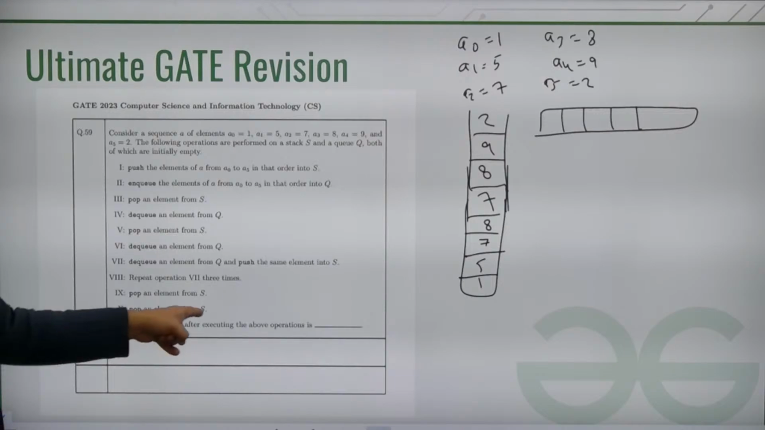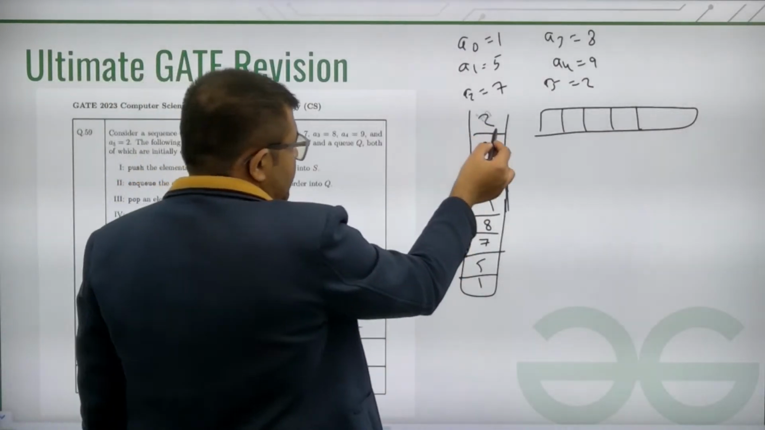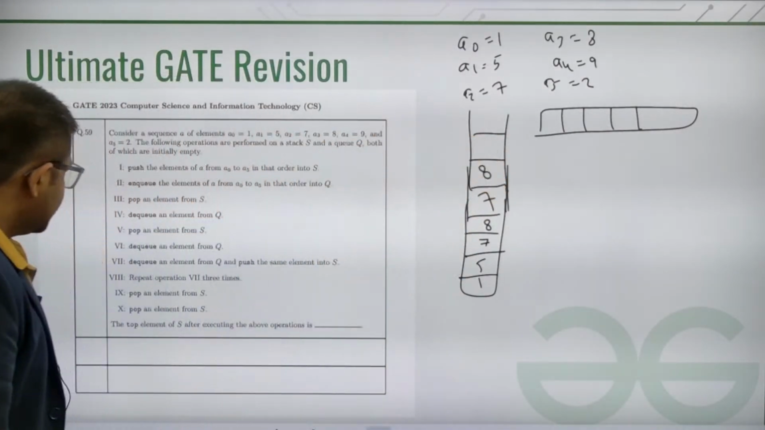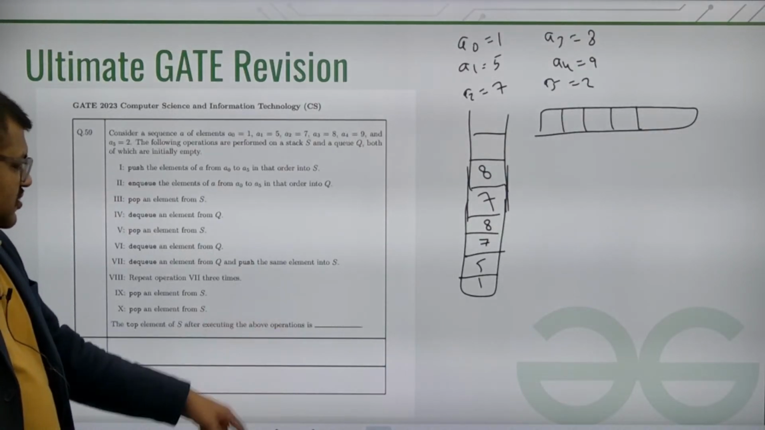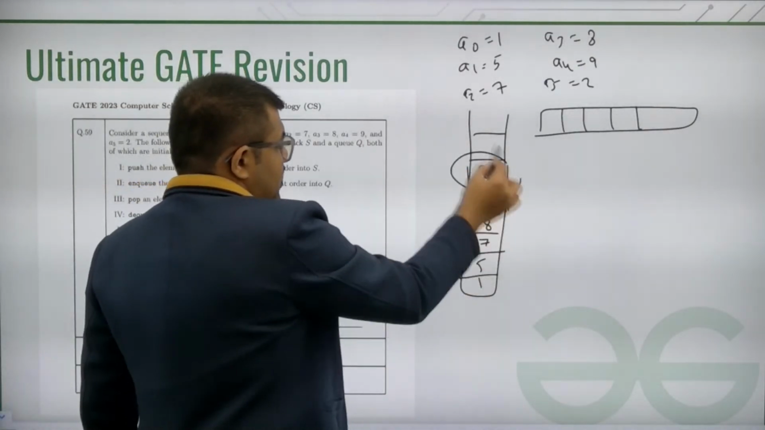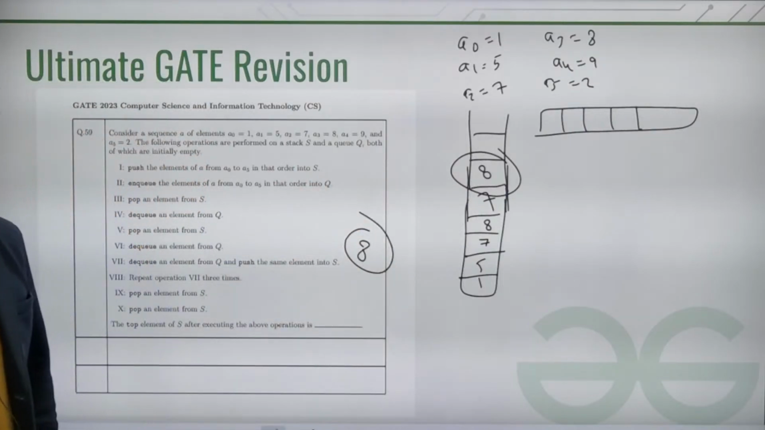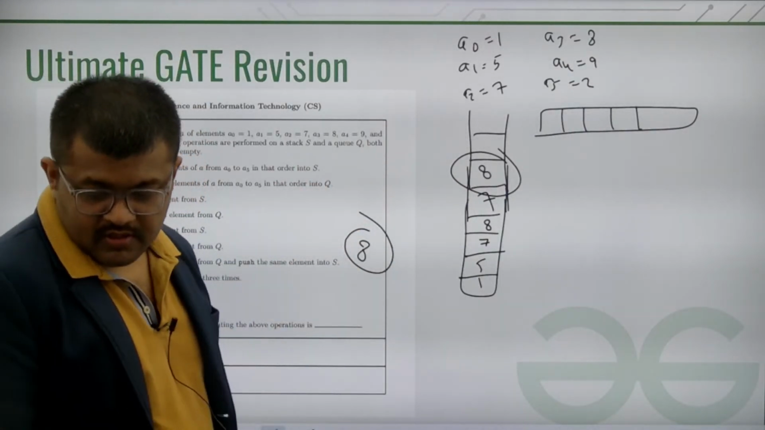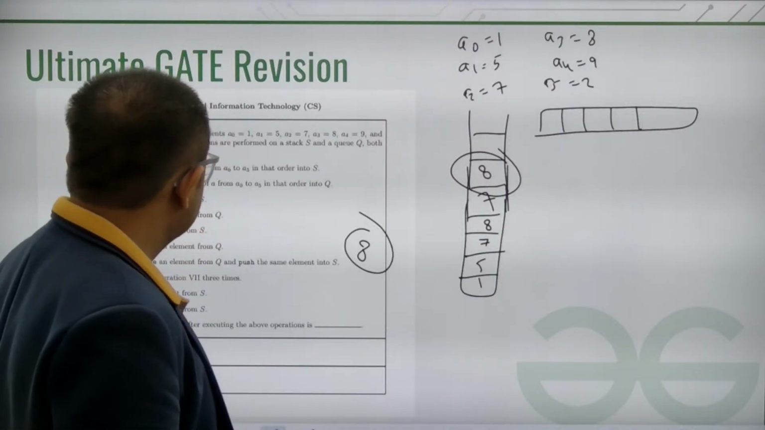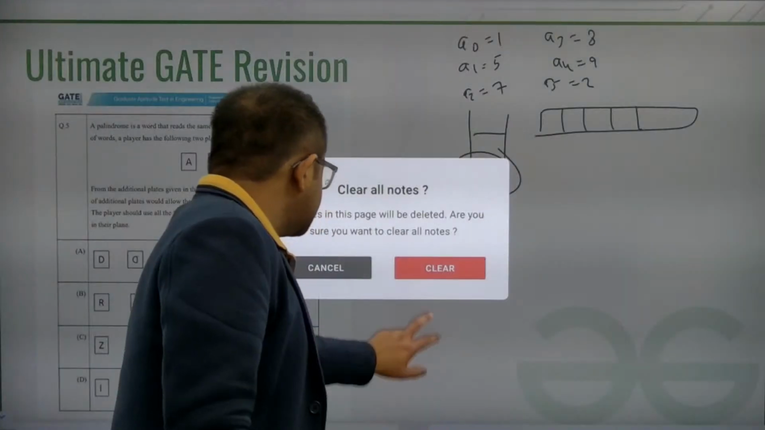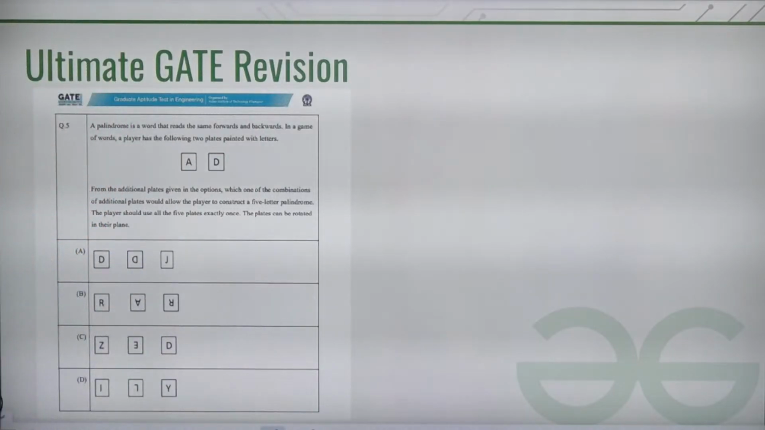Pop an element from S, pop an element from S, pop 2 elements from S. The top element of S after executing the above operation is, what is the top element? 8. So your answer is 8. Okay, very easy question. Let's move to the next question. Again very easy, asked in 2022.